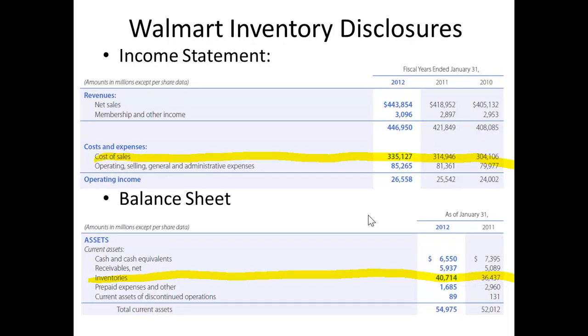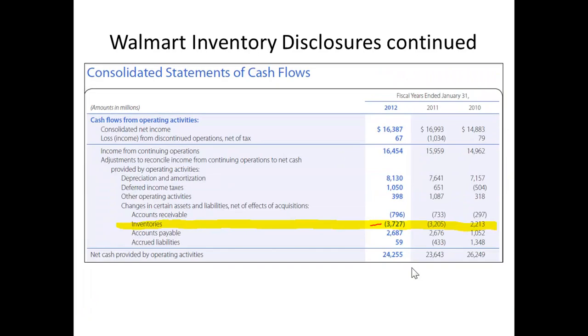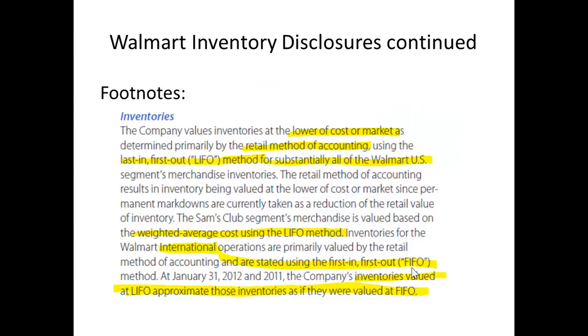Contrast that with Walmart. If you look at Walmart, inventory pretty much takes up all of its current assets, and its cost of goods sold they call cost of sales in the income statement. So inventory plays a large part in Walmart. Walmart also shows on the statement of cash flows the change in inventories when computing cash from operations.